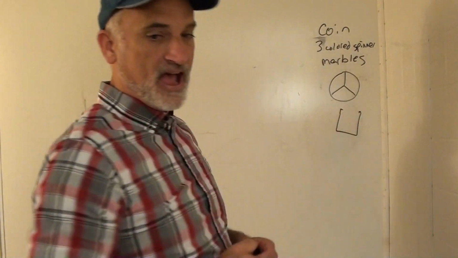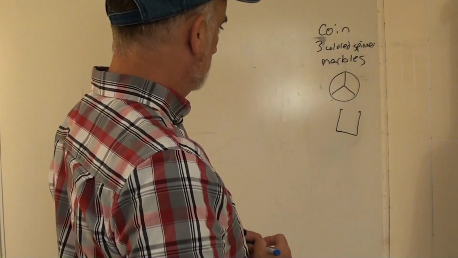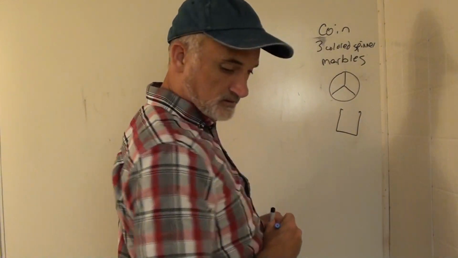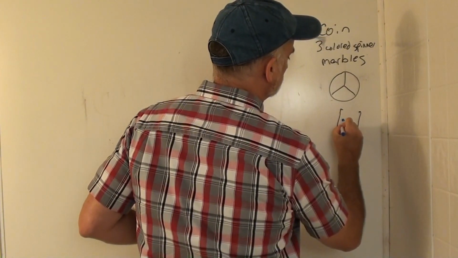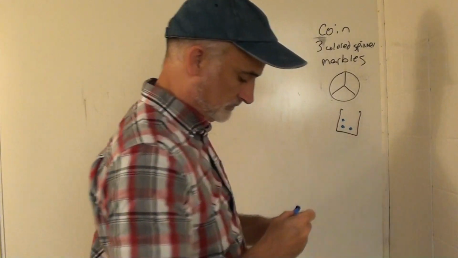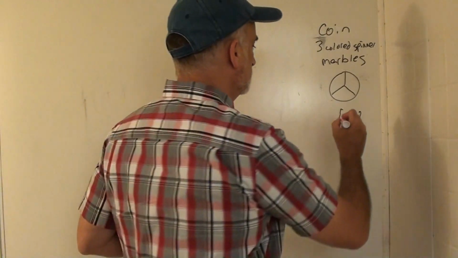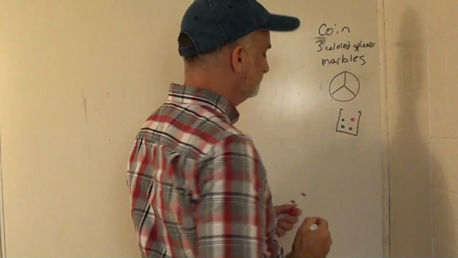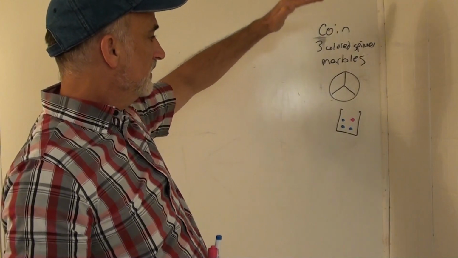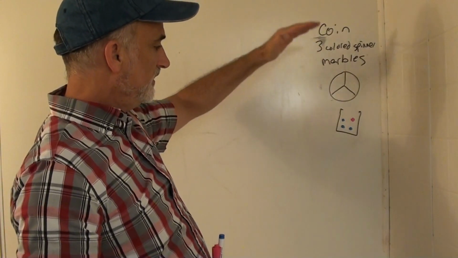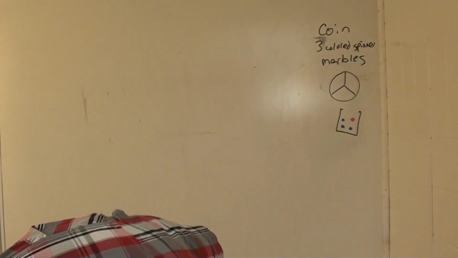And inside this bag, let's say that there are 3 blue marbles and 1 pink marble. Okay? So we're going to flip a coin first, then we're going to spin a spinner, and then we're going to reach in there and pull out a color.